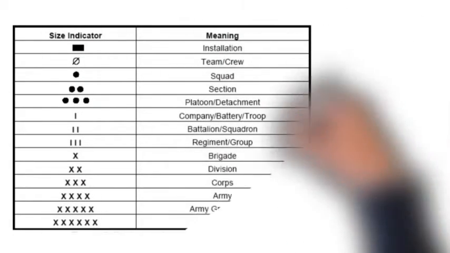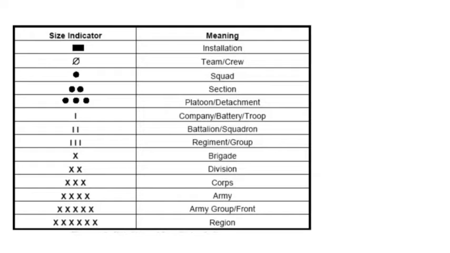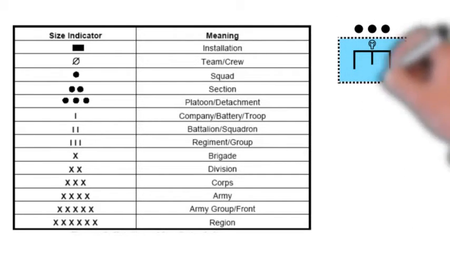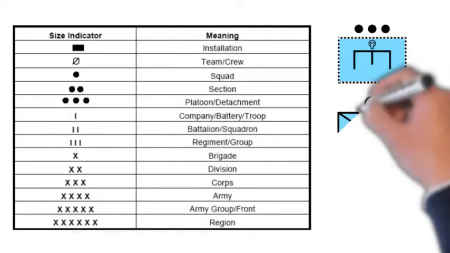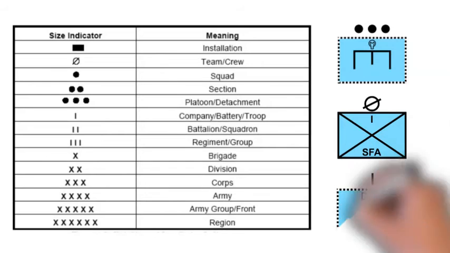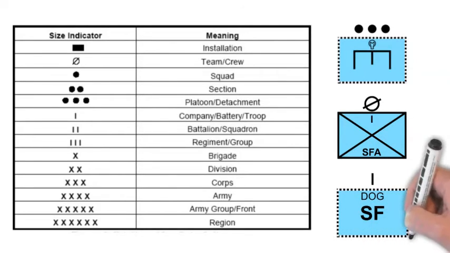Here we have a chart that indicates which symbols are used for different size units. Based on this chart, we can tell that the top symbol is referring to a platoon or detachment, the middle symbol is referring to a team or crew, while the bottom symbol is referring to a company, battery, or troop.